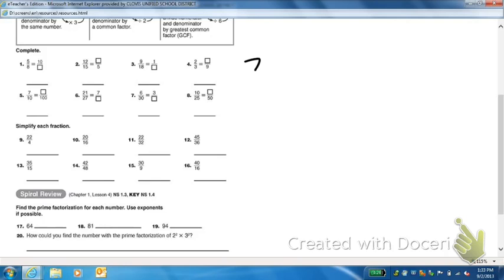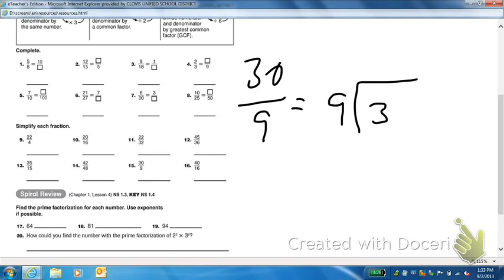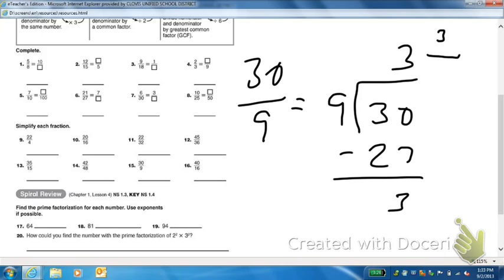Number 15, 30 over 9. 9 into 30 goes 3 times. The remainder is 3, which goes on top as my numerator. Denominator stays the same. 3 and 3/9. 3 can go into 3 one time, and 3 goes into 9 3 times. So my answer is going to be 3 and 1/3.